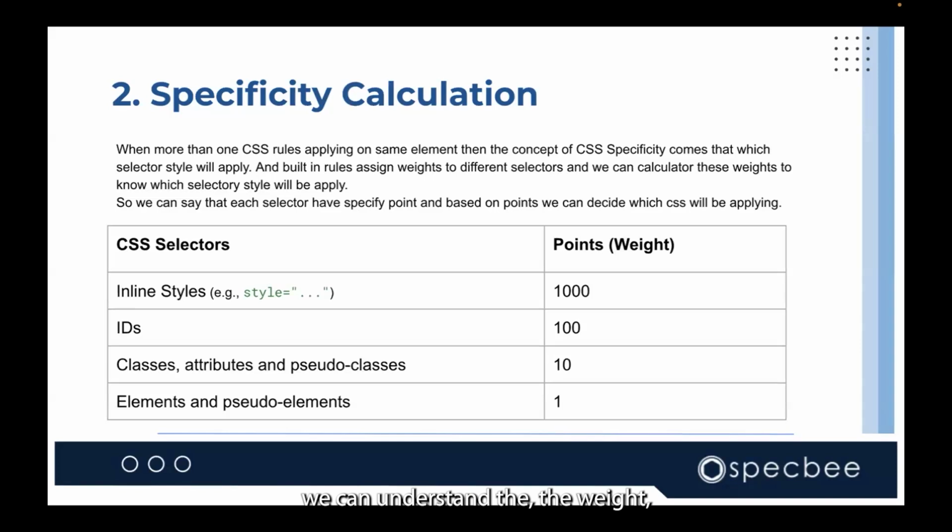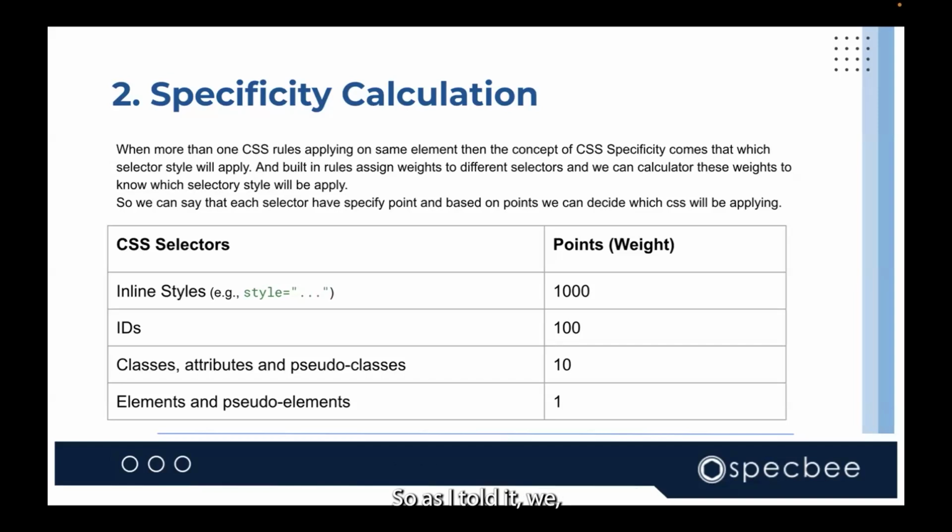We can understand what the weight is and how the weight is calculated. Let me explain. When more than one CSS rule is applied on the same element, the concept of CSS specificity comes in: which selector will be applied. Built-in rules give weights to the different selectors, and we can calculate their weight to know which selector will be applied.